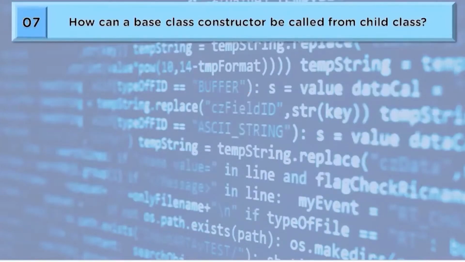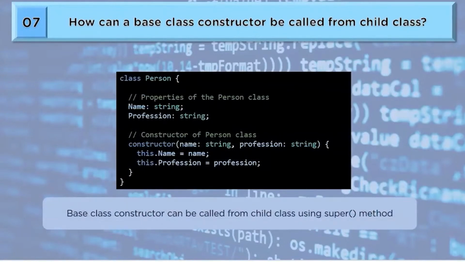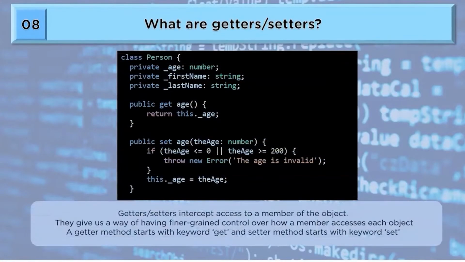How can a base constructor be called from a child class? A base class constructor can be called from a child class using the super method, as shown in the example. What are getters and setters? Getters and setters intercept access to a member of the object. They give us a way of having finer-grained control over how a member accesses each object. A getter method starts with the keyword get, and the setter method starts with the keyword set.